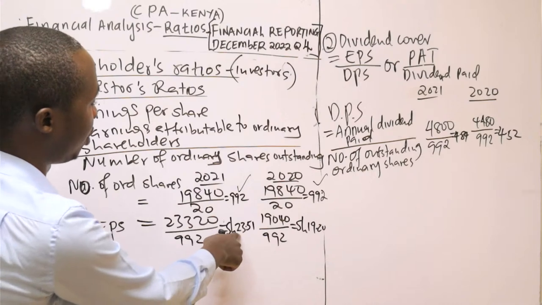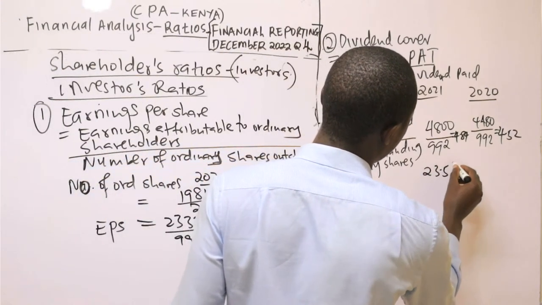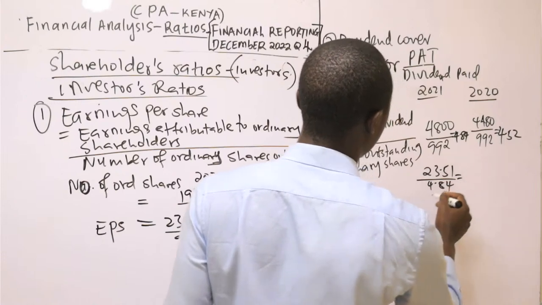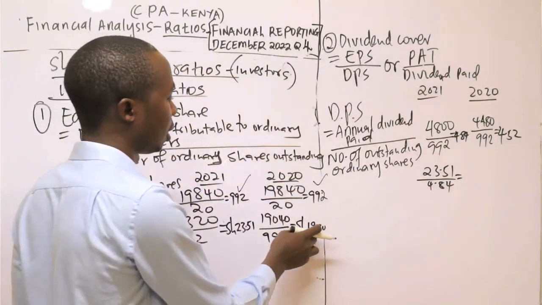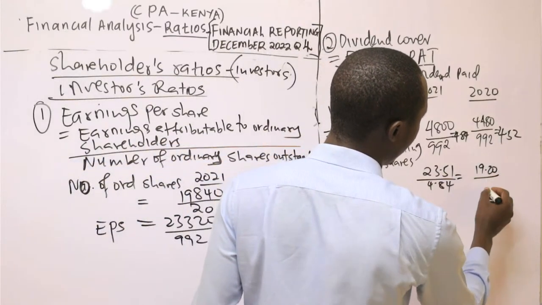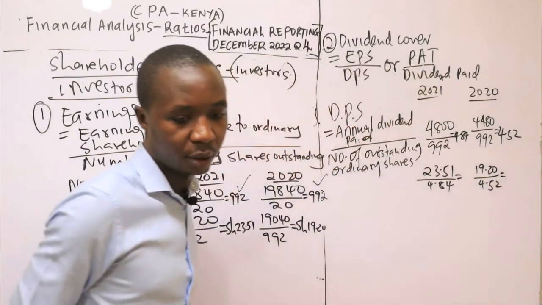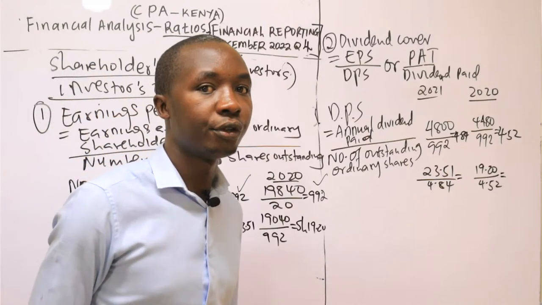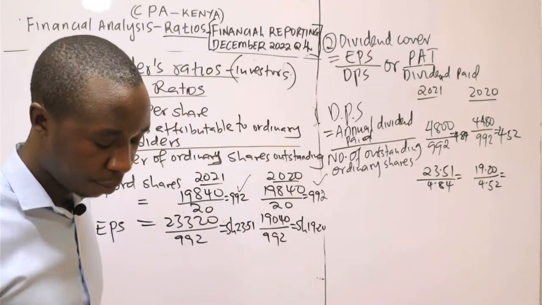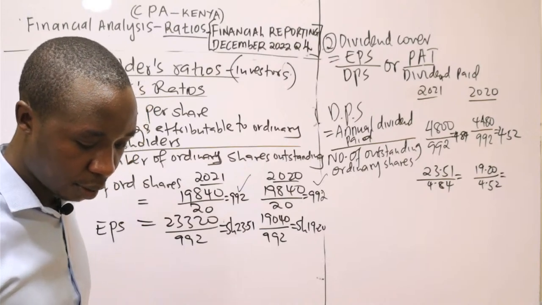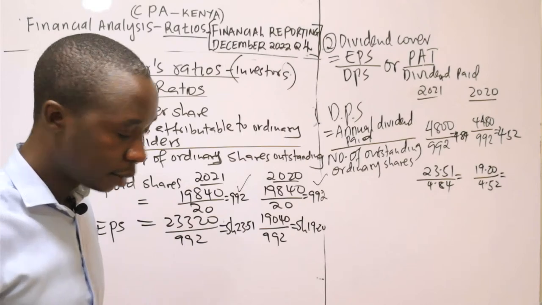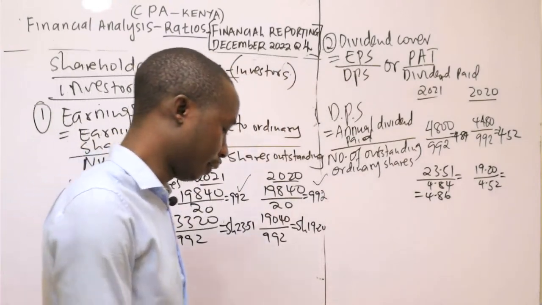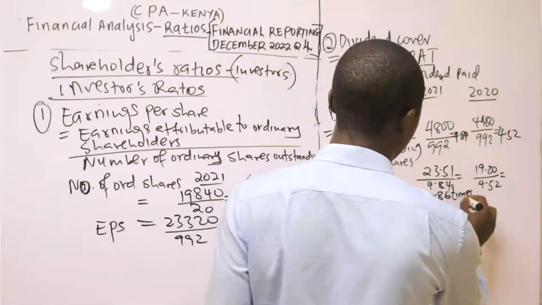For 2021, we have an EPS of 23.51 divided by 4.84. Then for 2020, the EPS is 19.20 divided by 4.52. So 23.51 divided by 4.84 is 4.86, so we say the dividends cover is 4.86 times.